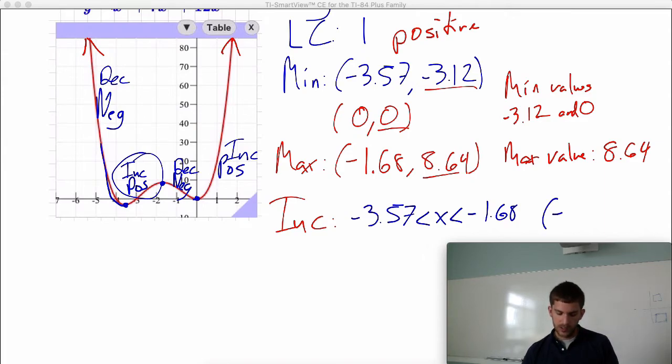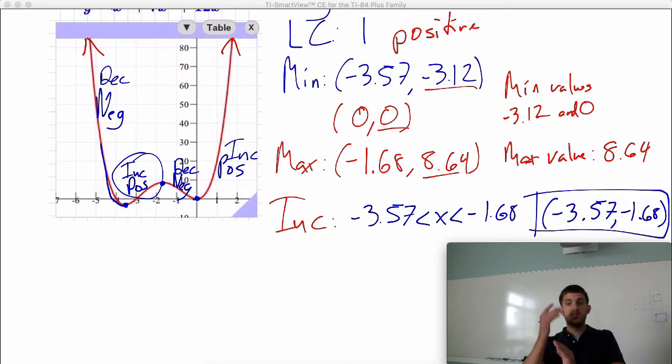The first number we're going to list is the left side of that bound, so negative 3.57, and the right side we're just going to write as negative 1.68. This is the notation we're going to use for intervals. It's going to be the starting point and the ending point. Now, the other one that is increasing over here starts here and increases forever and ever.